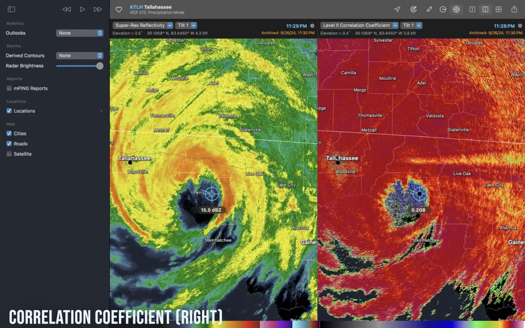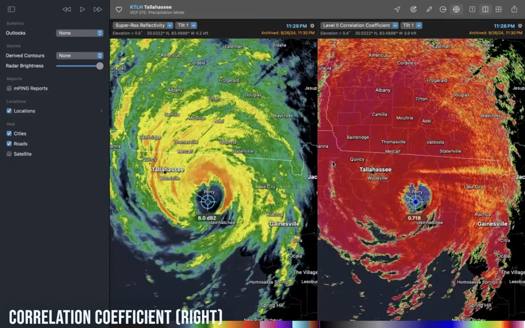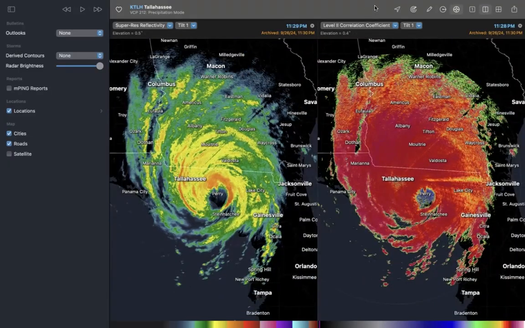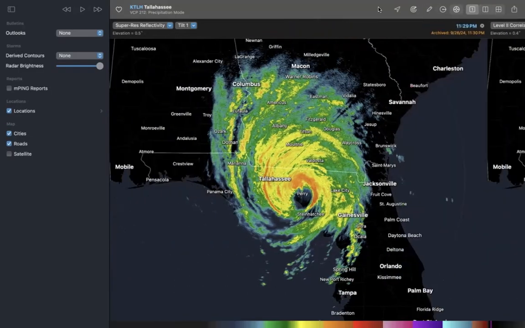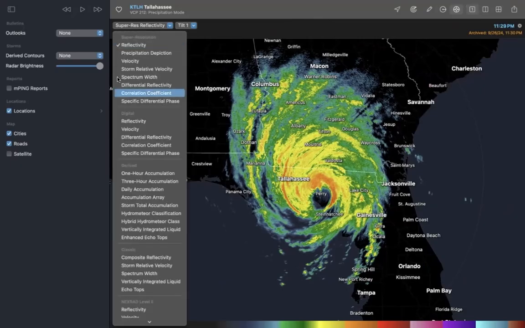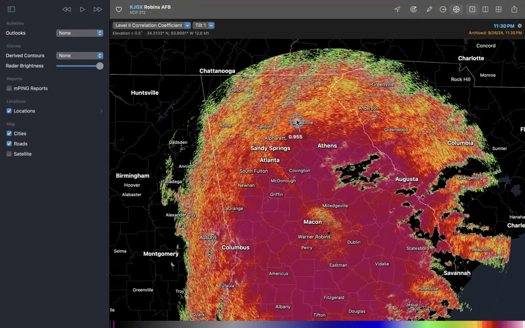And as it's over Perry, Florida, we're seeing those low correlation coefficient values. So yeah, this is indicating that thousands of birds were trapped in the eye during the storm as it was passing. And also, if we look at some of the outer bands, we may see some potential tornado debris signatures signified by the low correlation coefficient values.